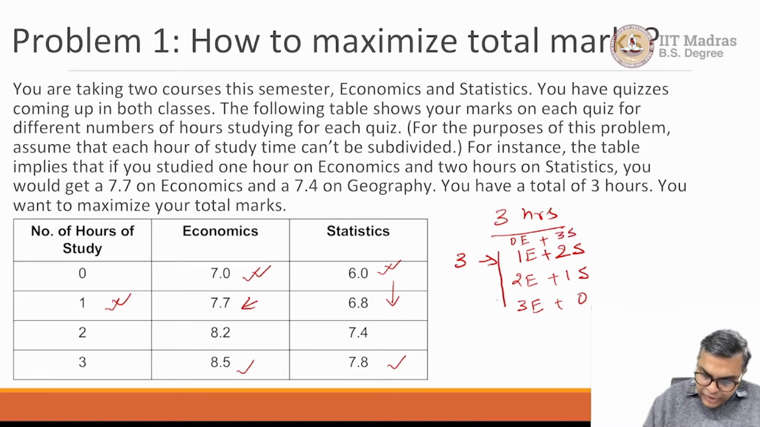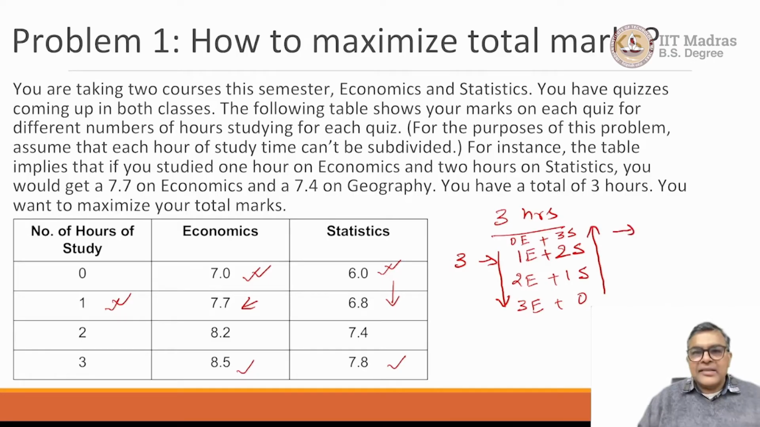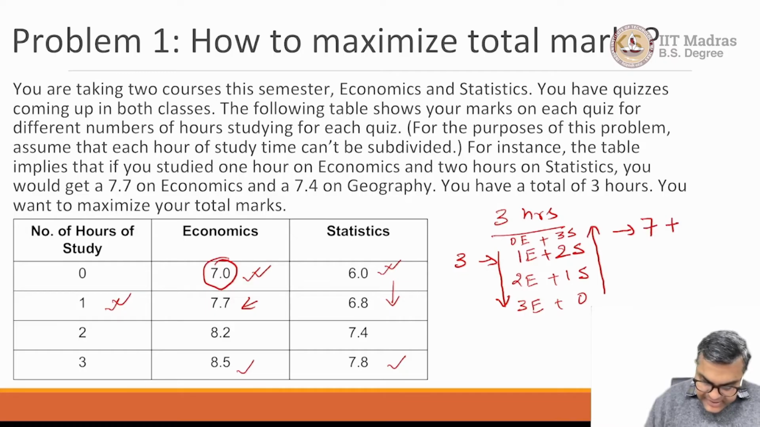So here economics is decreasing, in this way stat is increasing, and because total time is fixed, how many marks you will get here? This is a brute force technique, you don't need anything, but such problems are quite easy to handle and you can use this brute force technique. But the principles that we have learned help us understand these questions really well and help us solve this question real quickly. So 0E and 3S. So 0E is 7 and 3S is 7.8.